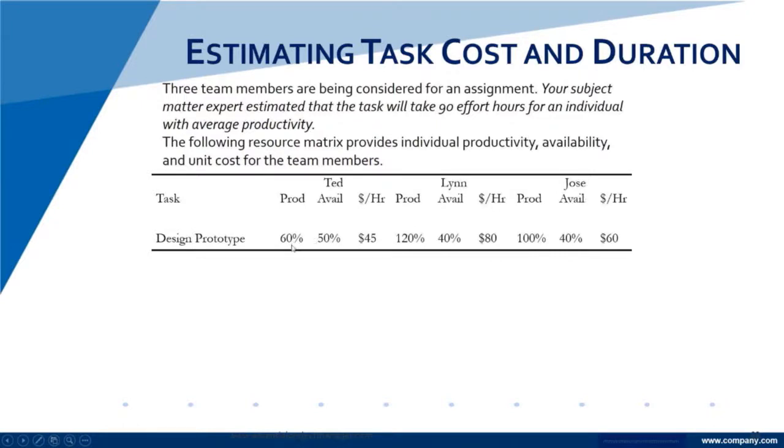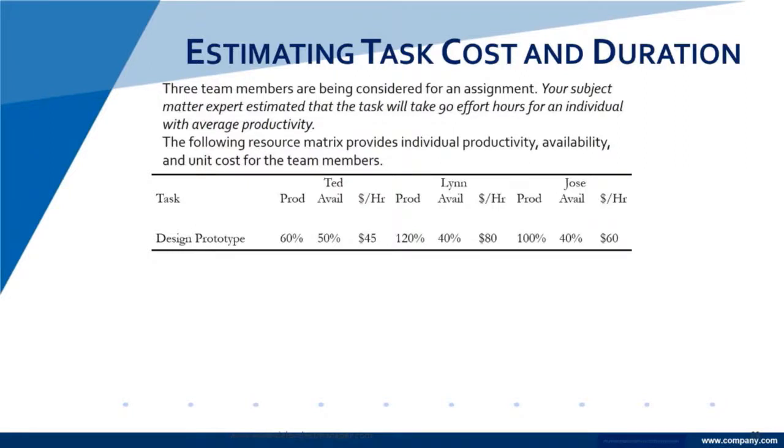Ted has a productivity of 60%. What does that mean? That means he is a 60% producer. If 100 is average, what you want, whatever that is in your environment, Ted's below. His availability is 50%, and his cost is $45. Understand, the cost of resources is generally associated with their productivity. If you're better, you get paid more, generally.